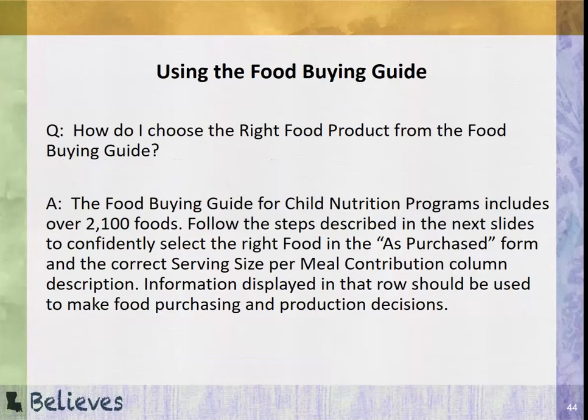A common question regarding the use of the food buying guide is how do I choose the right food product from the multiple items listed in the guide? The food buying guide for child nutrition programs includes over 2,100 foods. Follow the steps described in the next slide to confidently select the right food in the as purchased form and the correct serving size per meal contribution column description. Information displayed in that row should be used to make food purchasing and production decisions.